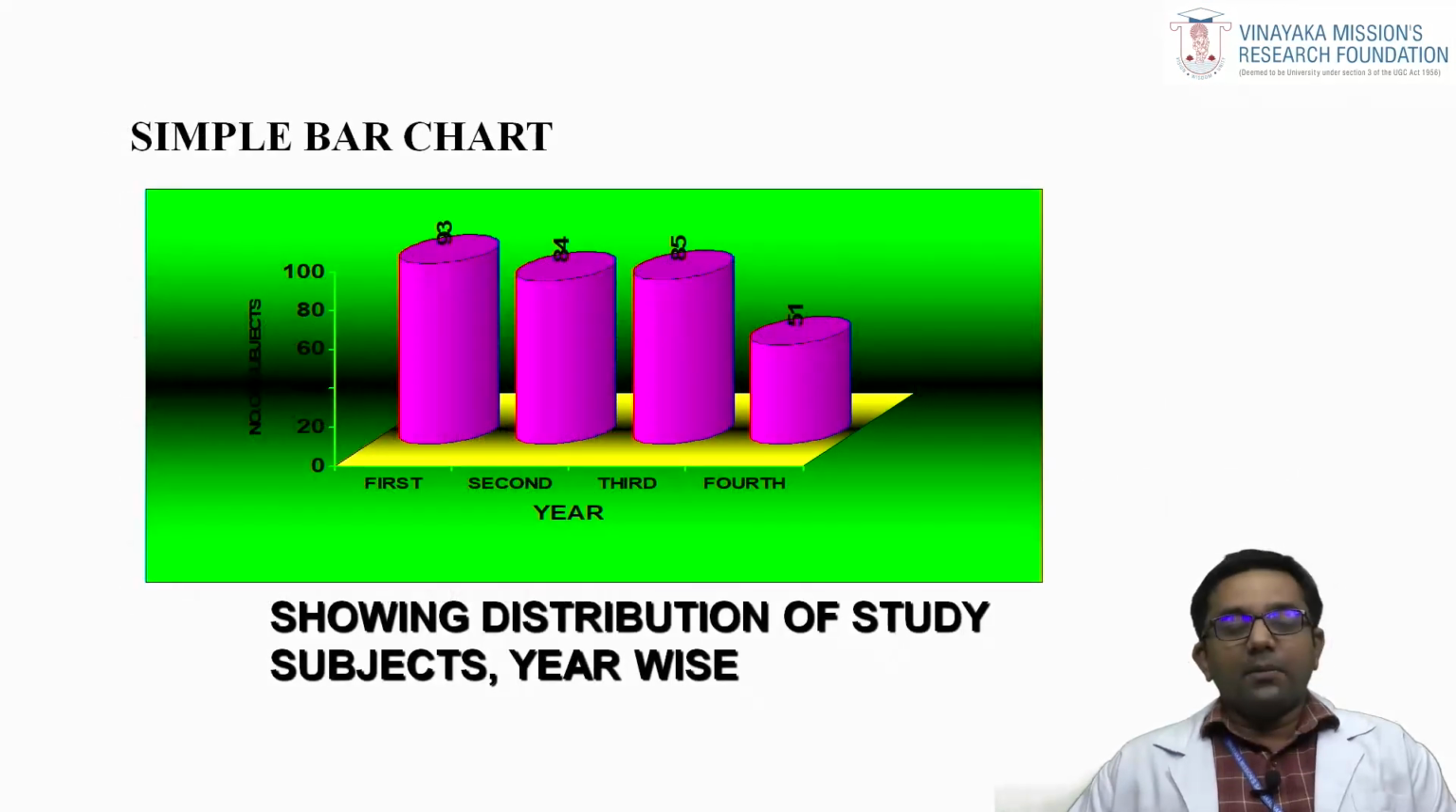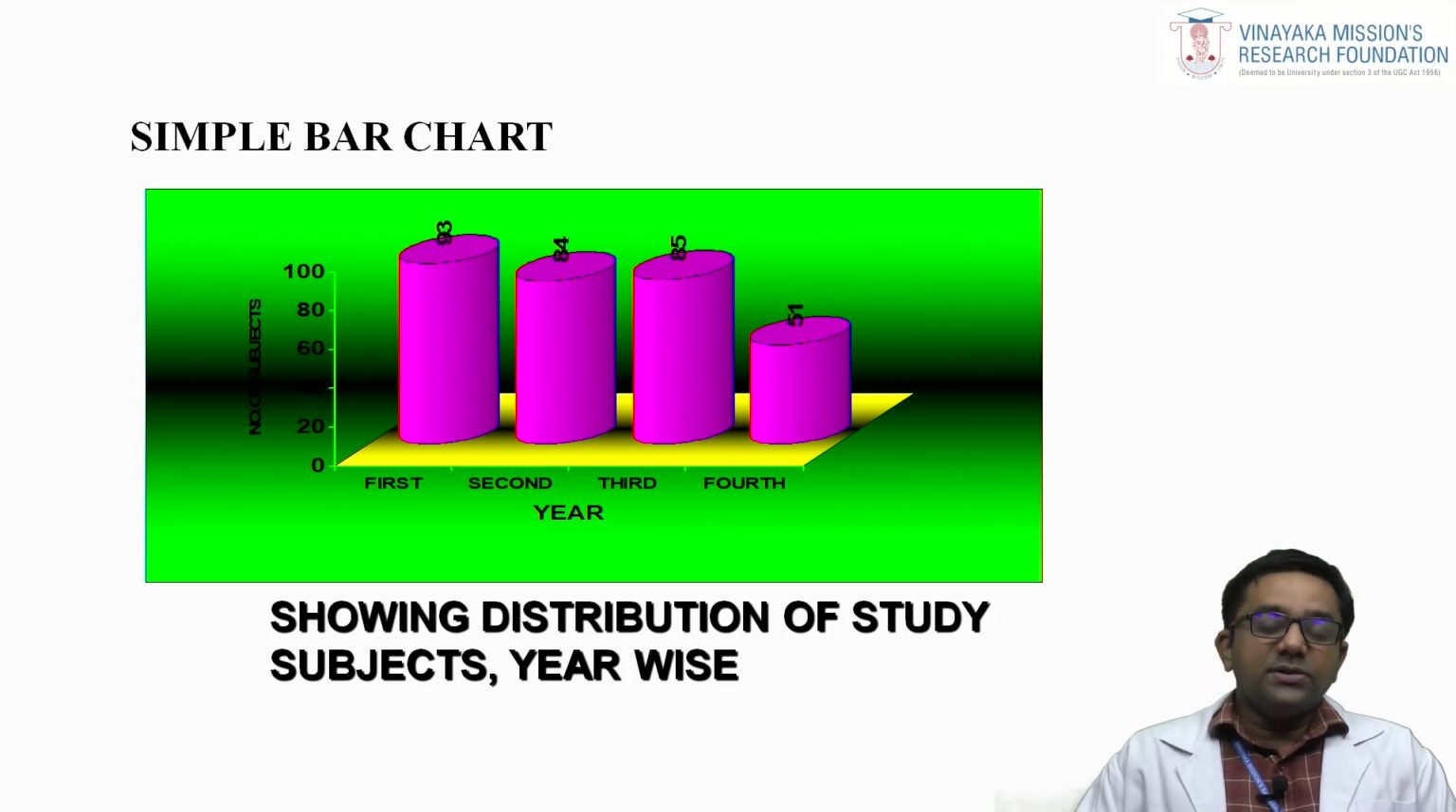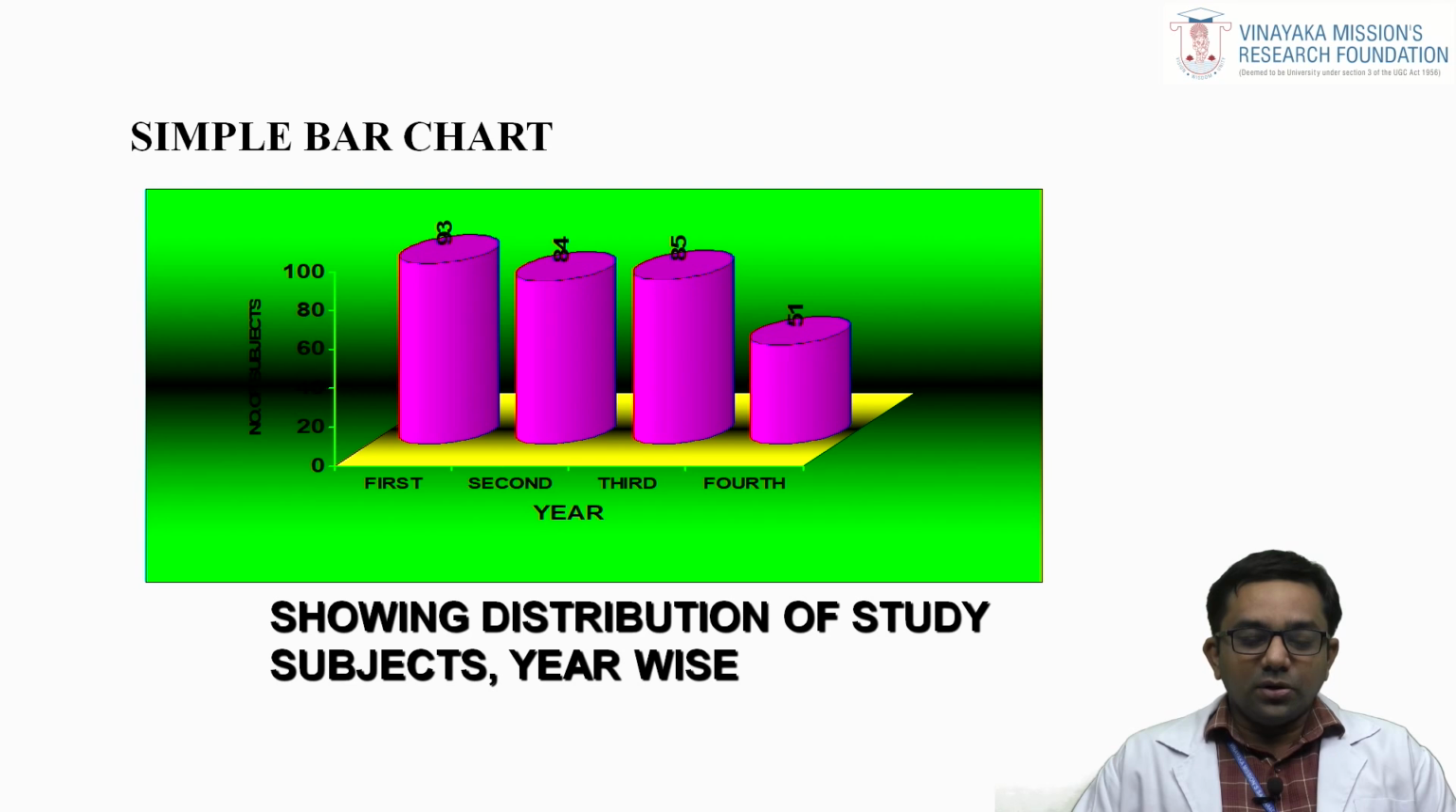Okay. So, for diagrammatic representation of data, you have simple bar charts. This is a chart showing the distribution of study subjects year wise. So, this is a simple bar chart. The same table we saw earlier as a simple table can be represented as a diagrammatic representation, that is, a simple bar chart.